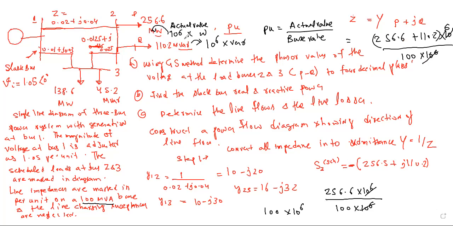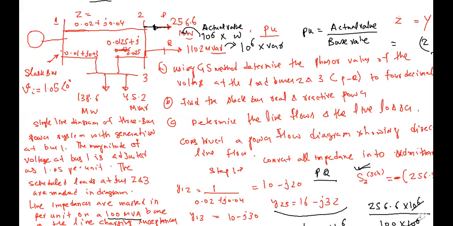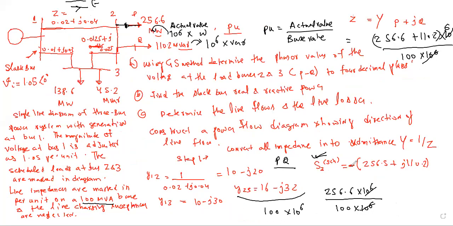Sir, after Y23, that is S2, can you repeat from there? Yes. Y12, Y13, and Y23, understood. After that, we have to calculate the scheduled power, for the PQ buses. See the direction of the power flow. When the power is moving out from the bus, we take the value as minus. That's why I wrote the minus term.